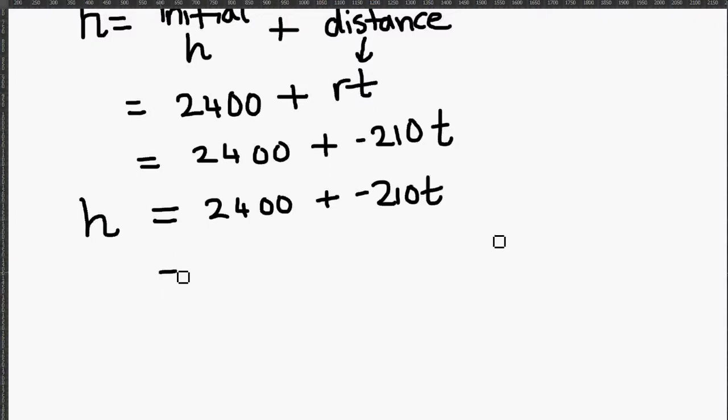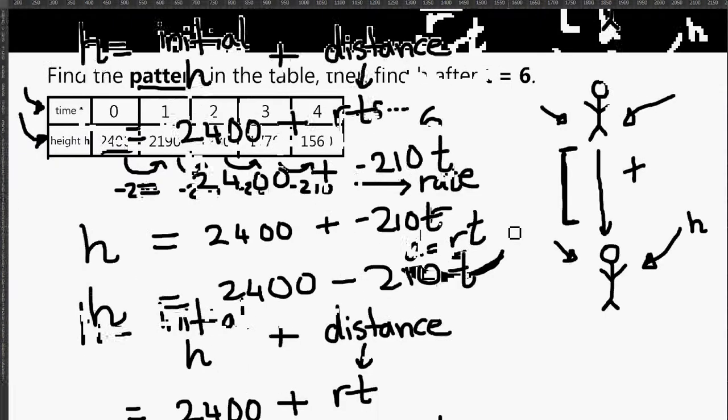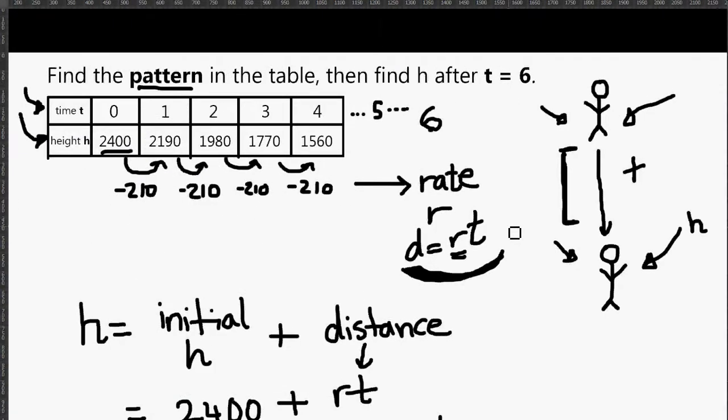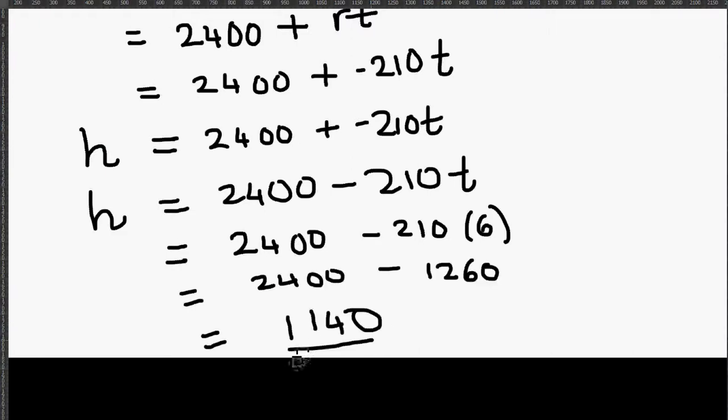And there you have it. There's your formula. But in the question, they're actually asking you, find h when t equals 6. So here you have the formula, and you can just plug in the t. And so you know that it equals 2400 minus 210 times 6, right? T equals 6. And if you solve that out, you get 2400 minus 1260. And then to finish it up, you get 1140 as the new height. And so that's the answer. At time equals 6, the new height is 1140.